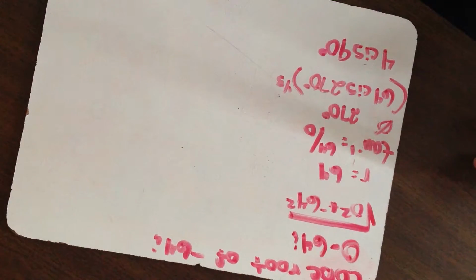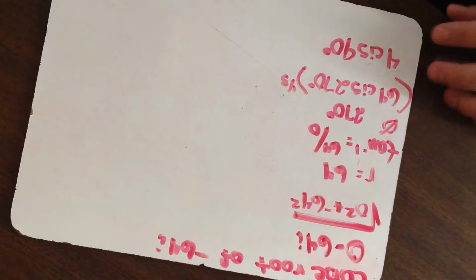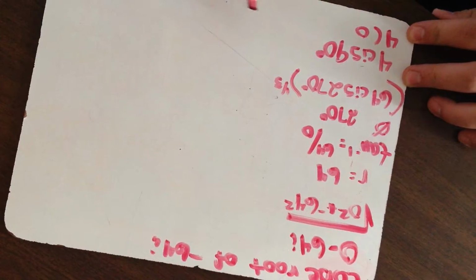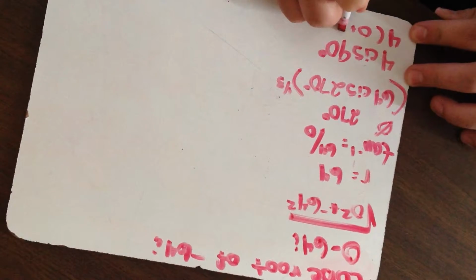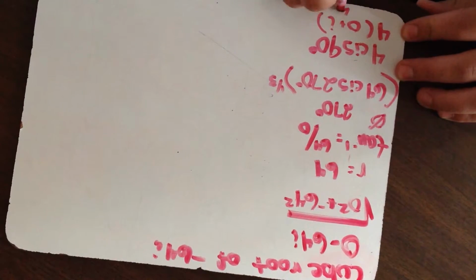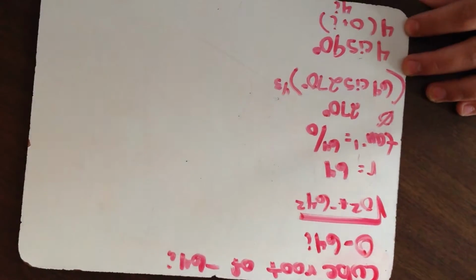And we know that the cosine of 90 degrees is 0, and the sine of 90 degrees is 1. Now we're going to distribute, which gives us 4i. But that's just one of the roots. We've got to find 2 more.